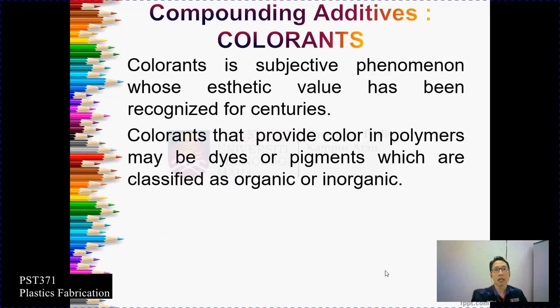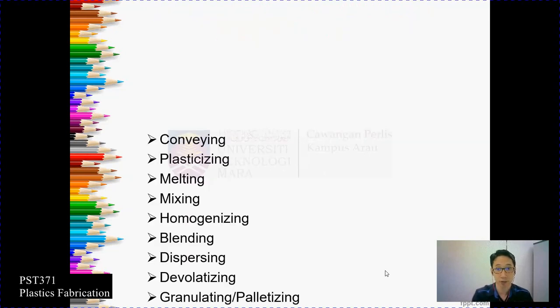And then we have a colorant. Color is a subjective phenomenon whose aesthetic value has been recognized for centuries. Colorants that provide color in polymers may be dyes or pigments, which are classified as organic or inorganic material. As I mentioned earlier, colorants can be used for identification in industry and in daily life applications, and also for aesthetical value. Some products require bright colors to encourage buyers to buy the final product itself. The coloring can be from either organic or inorganic material.